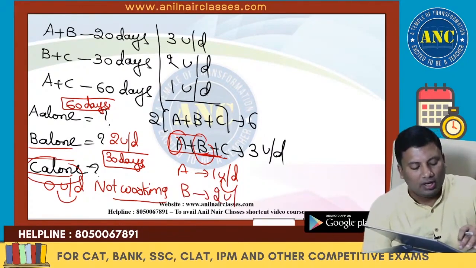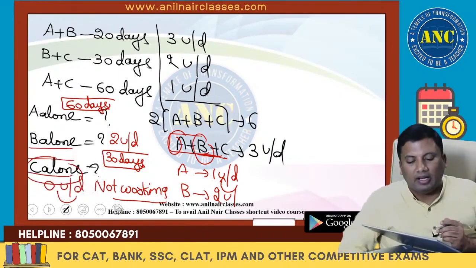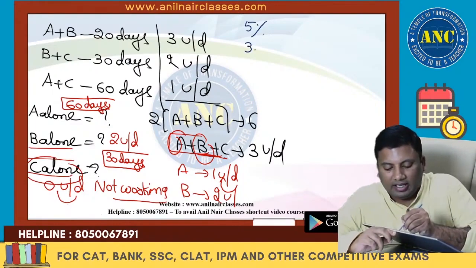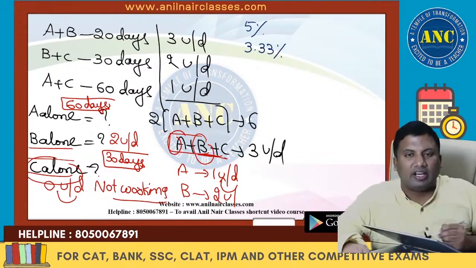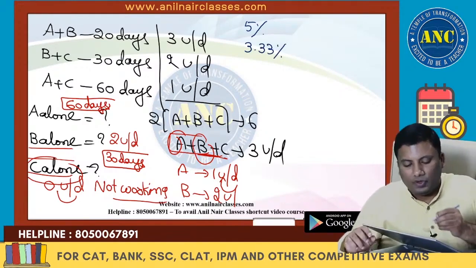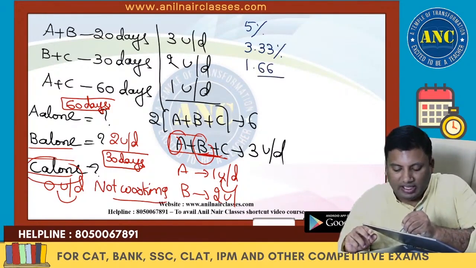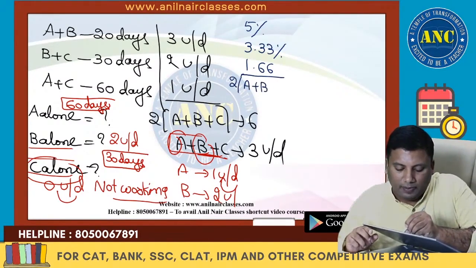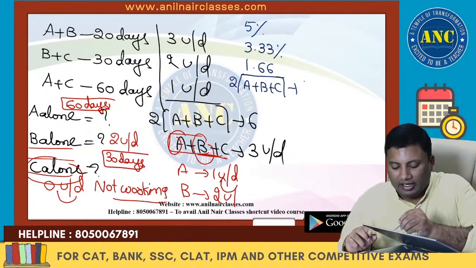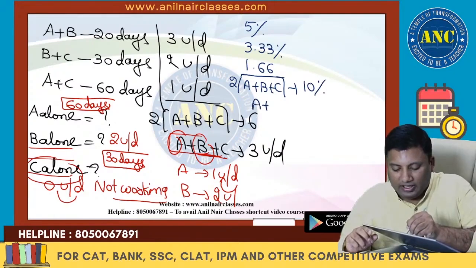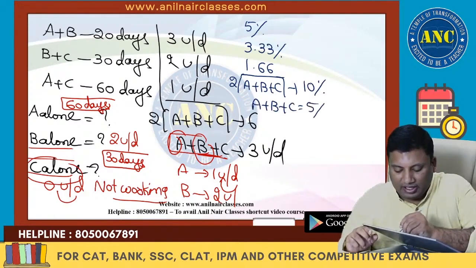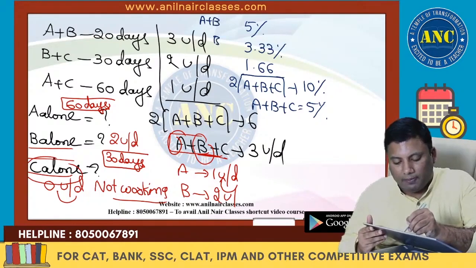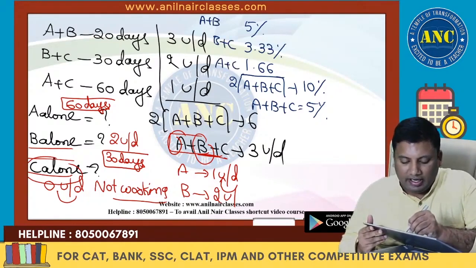Suppose you want to do it using the answer options, keep an eye on the answer options. 1 by 20 is 5 percent. 1 by 30 is 3.33 percent. 1 by 60 is 1.66 percent. The combination 2 into A plus B plus C is nothing but 10 percent. A plus B plus C is nothing but 5 percent. You can get any value. This is for A and B, this is for B and C, this is for A and C.